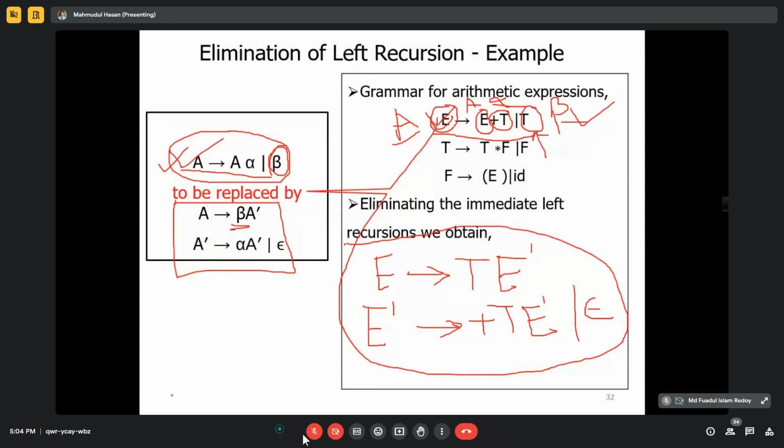Sir, can you please clarify when we use beta and when we use alpha? Like in the absence of A we use beta, and in the presence of A we use alpha, right? Yes. Actually, with A, that is alpha, and absence of A, that is beta.